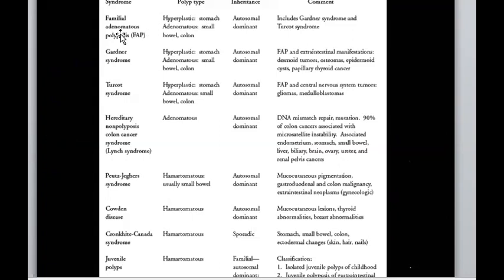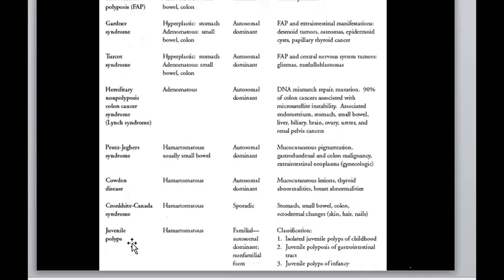polyposis. As you remember: familial polyposis, Gardner, Turcot, which has central nervous system tumors with glioma and medulloblastomas, and other types like Lynch syndrome, which has cancer everywhere, Peutz-Jeghers, which is a hamartomatous polyp, and Cowden, someone mentioned Cowden also, okay? And Cronkhite-Canada, which is the only one which doesn't have cancer, maybe, if I remember it. Juvenile polyps, hamartomatous, okay.